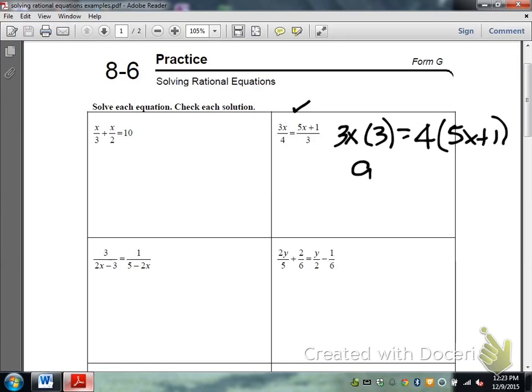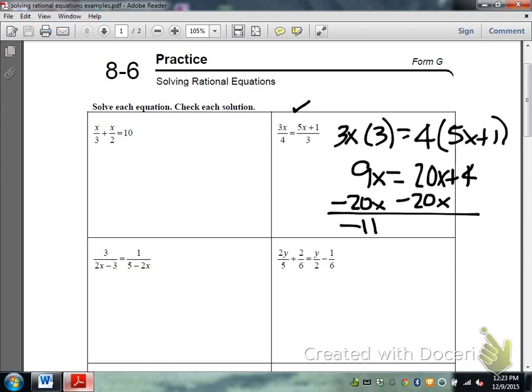Of course we all know 3x times 3 would be 9x. Here we get 9x plus 4 would be 20x. Thank you very much. And now we just solve. So again, it's just a nice linear equation right now, so we'll just simply take this over. And we get that x equals negative 4/11.